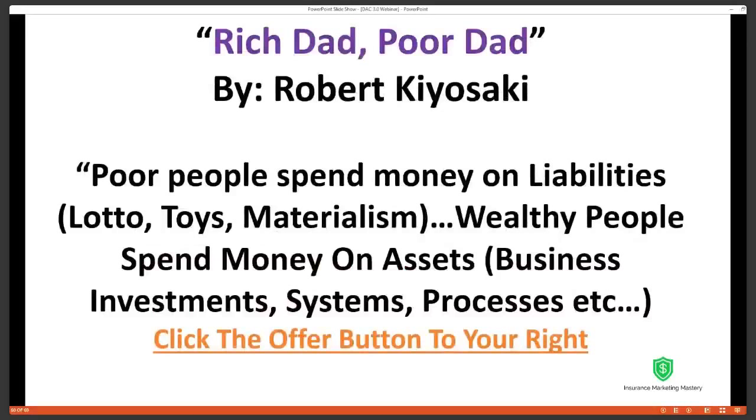Awesome quote. I always quote this. Robert Kiyosaki, anybody that's ever read Rich Dad, Poor Dad, says poor people spend money on liabilities: the lotto, toys, materialistic things. How many of you are wearing a real expensive watch? I'm not wearing an expensive watch. Honestly, my wrist right now has a WWJD bracelet and that's it. But that's unfortunately what people spend their money on. Wealthy people spend money on assets, not liabilities. That's business investments, systems, processes, things they know work.